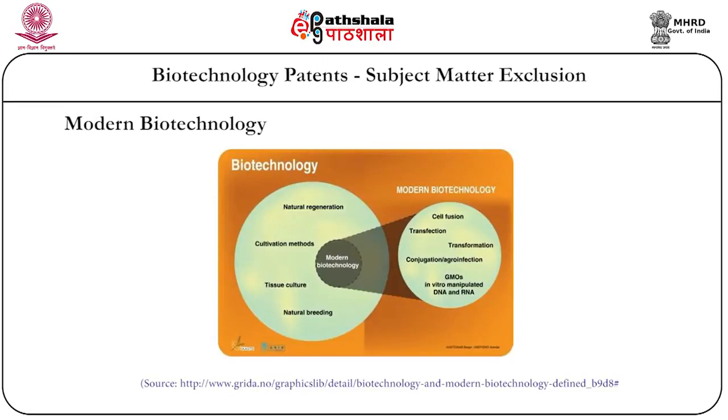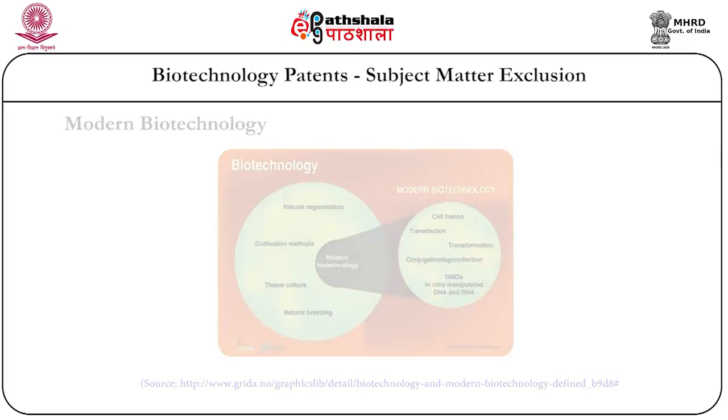The particular figure explains the difference between biotechnology as a whole and modern biotechnology as a subset. So in biotechnology as a whole, you have natural regeneration, cultivation methods, tissue culture and natural breeding. And in modern biotechnology, you have cell fusion, transfection, transformation, conjugation, agroinfection, and in case of higher life forms, you have the GMOs, in vitro manipulated through DNA and RNA.